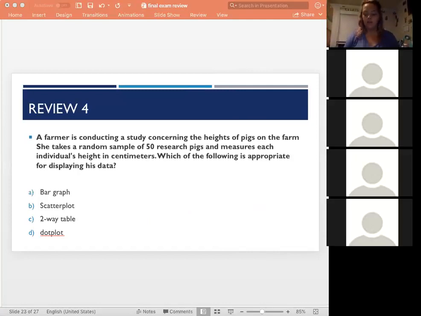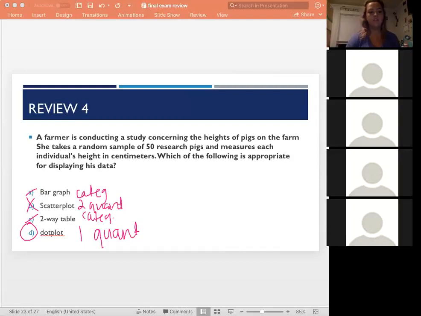Okay, amazing. Good job, D. The reason for this one is because we're talking about one quantitative variable. So scatter plot would be for two quantitative, so that's why it's not that. And also the reason why it isn't C or A is because these are for categorical variables. Scatter plot is two quantitative, but we're looking for one, so your answer is D. So good job.